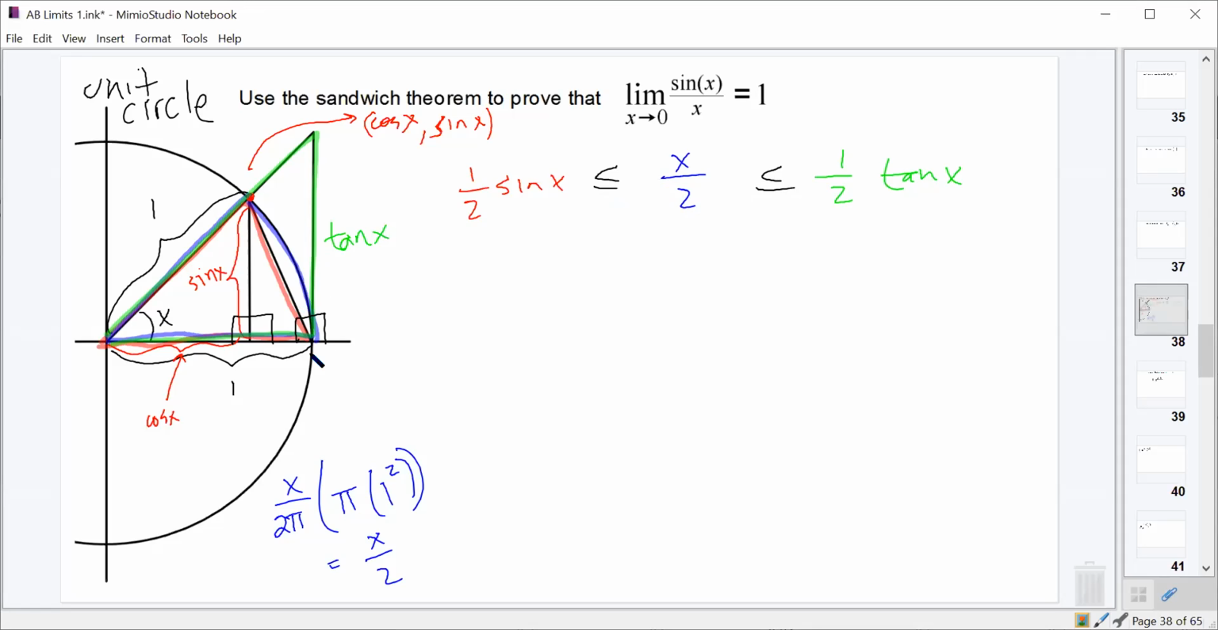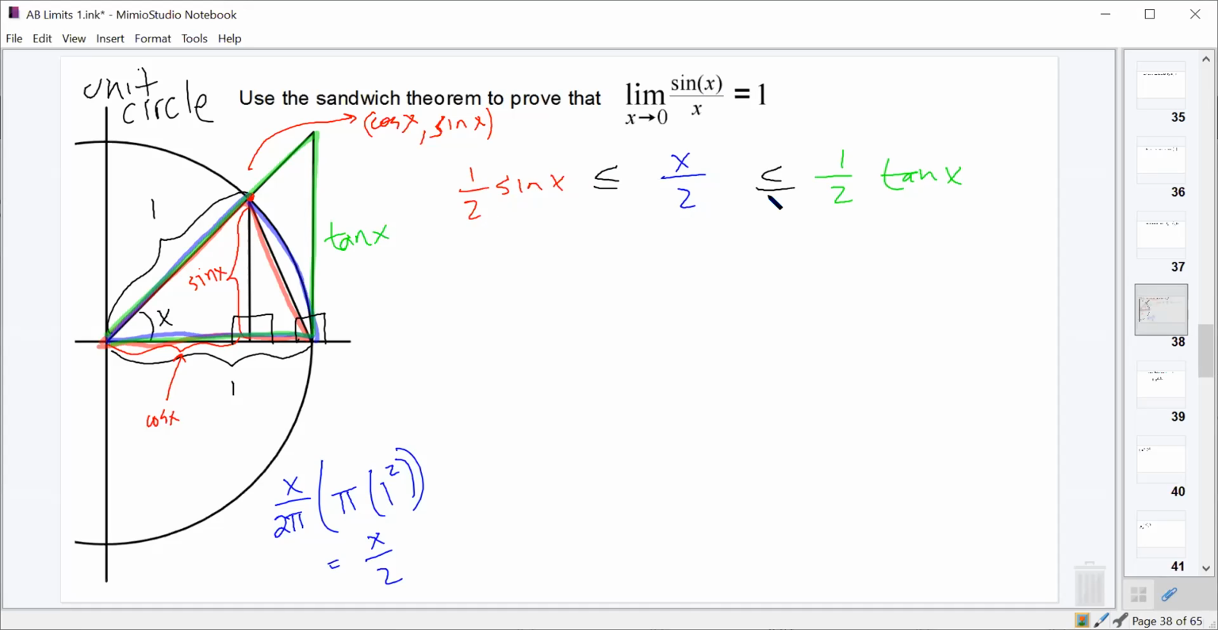Everybody feel good about that? Yep. Perfect. All right. Now, all we have to do is, instead of having x over 2 in the middle, we need to have sine x over x in the middle. And then we could use the sandwich theorem, hopefully, because we've got a relationship between 3 different functions. And as x approaches 0, this one is always less than or equal to this one, is always less than or equal to this one.